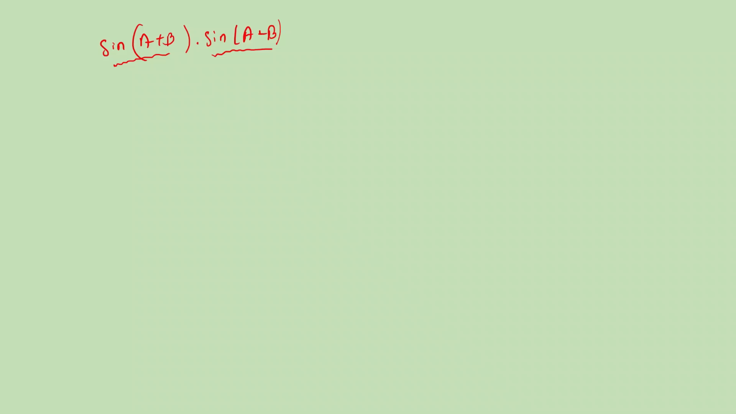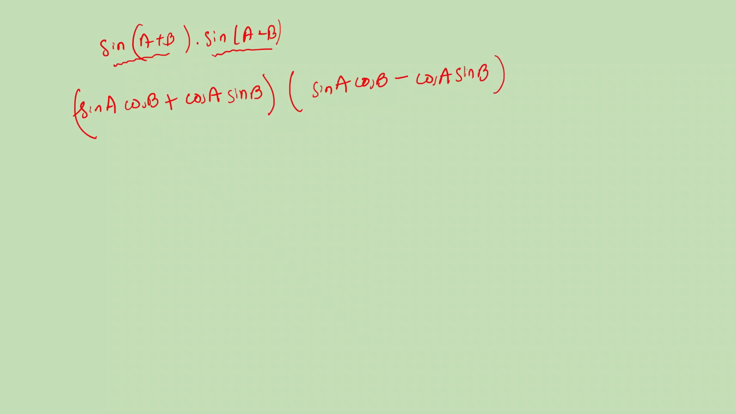You already know the value of sine a plus b and sine a minus b. Just put them and then multiply them and see what you get. Okay, cheating, you're not pausing. Okay, I'll do it. Sine a plus b is sine a cos b plus cos a sine b. This we know, sine a plus b, and sine a minus b we also know, sine a cos b minus cos a sine b. Now you have to multiply.